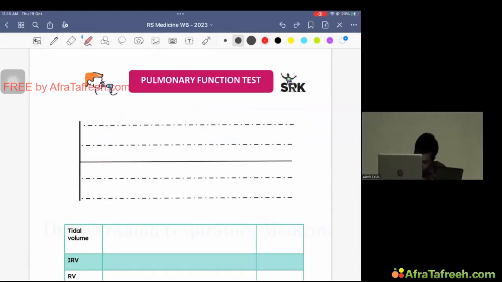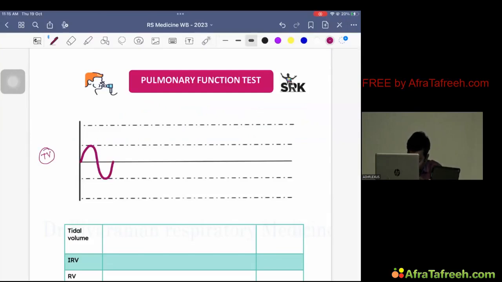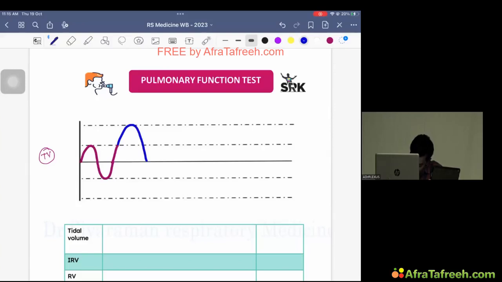which is called tidal volume. Tidal volume is the air which you are breathing in and breathing out every day without your knowledge. On top of tidal volume, you take a deep inspiration, and that is called the inspiratory reserve volume.